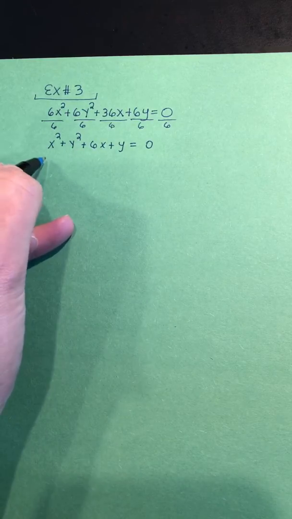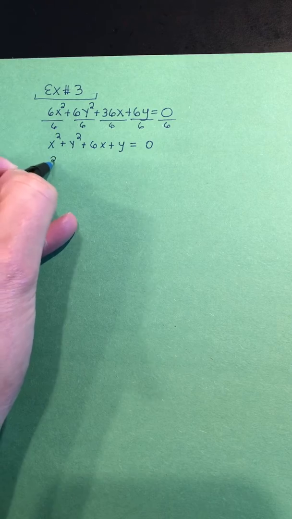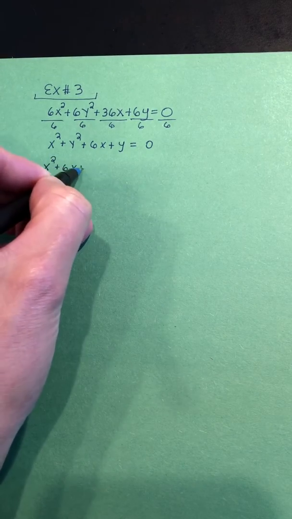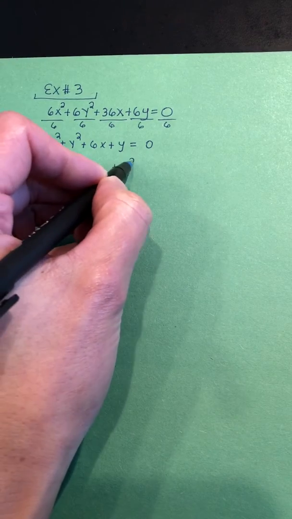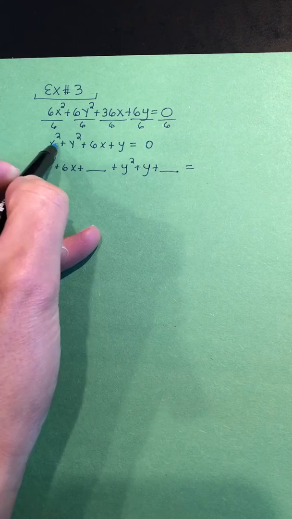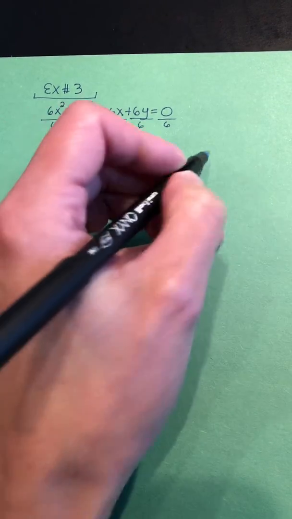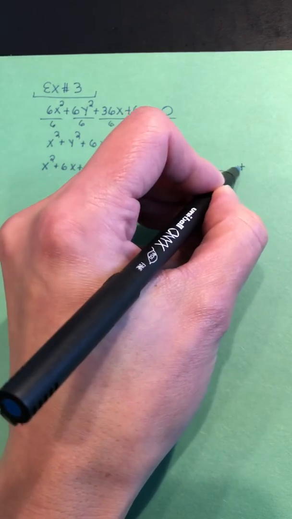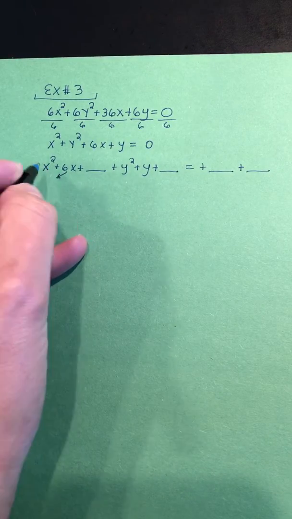Now I can follow my other procedure that I did before. So I have x squared plus 6x plus blank. I want to organize all the x's together, and then y squared plus y plus blank. Now here there's no constant term, so I just have to make sure I put 2 blanks on the right-hand side of the equation. Now I'm going to, quote, complete the square.